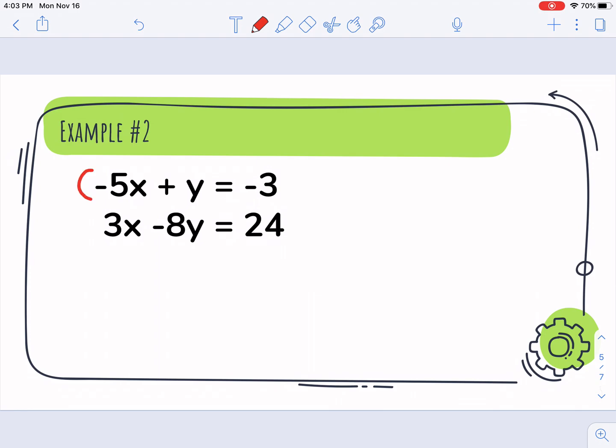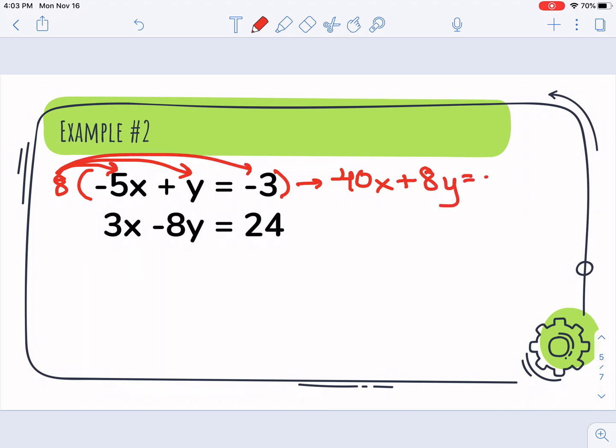So I'm going to multiply this equation by 8 because I want a positive 8y, so I can do 8y minus 8y to get 0. I have 8 times negative 5x, which is negative 40x, 8 times y, which is 8y, and 8 times negative 3, which is negative 24. Then I'm going to rewrite the bottom equation so everything's lined up: 3x minus 8y equals 24.